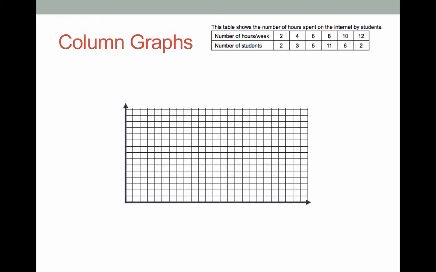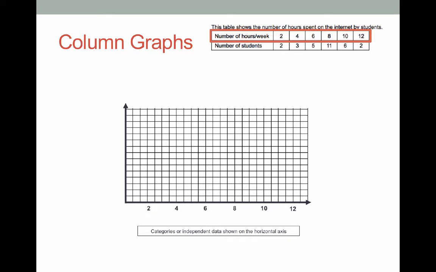We draw up two lines, a vertical axis and a horizontal axis, and it makes an L shape. On the horizontal axis, we want to put the categories or the independent data. That's the first row in our table. That is the number of hours in the week. So we can space them out, leaving a little gap at the start and a little gap at the end. We're going to put these numbers underneath the columns that we're going to be drawing.